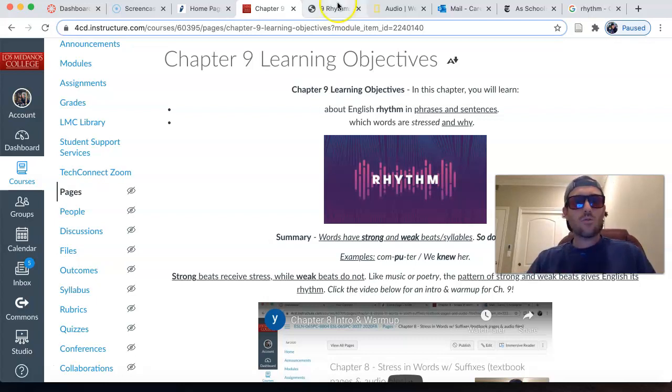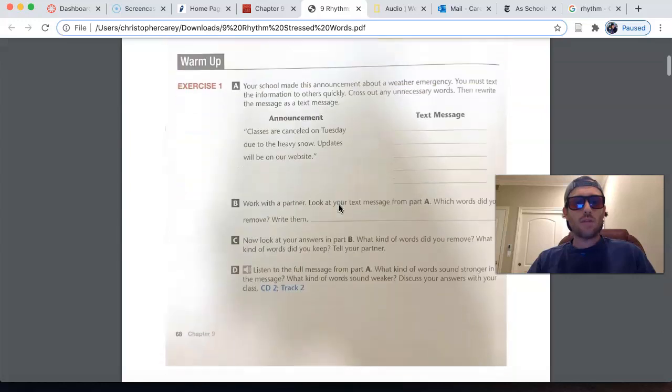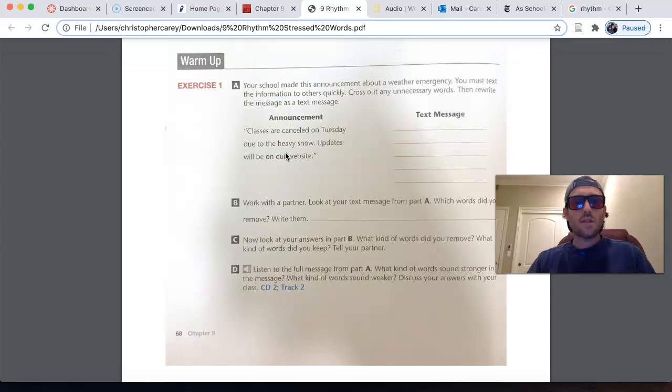So let's go ahead and take a look. Let's do a warm-up together. The first exercise here, I'm on page 68, chapter 9. And you can see the text of this announcement here. See if you can cross out any words that you don't think are necessary. Cross out any unnecessary words. Then over here on the right, I want you to rewrite the message, but only include the important words, the necessary words, the main idea from that message.